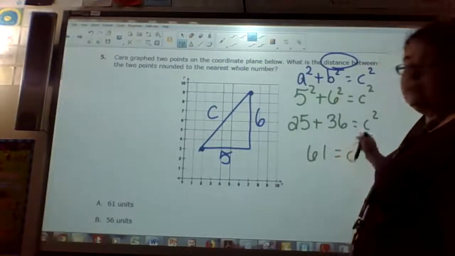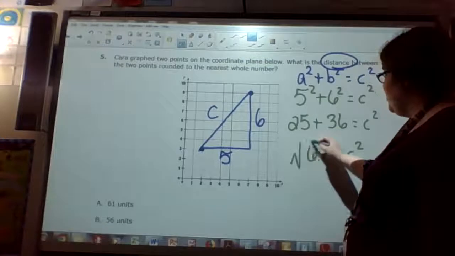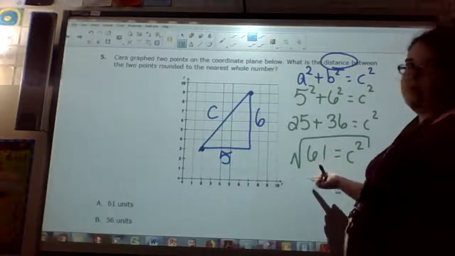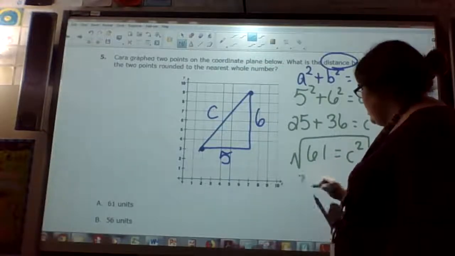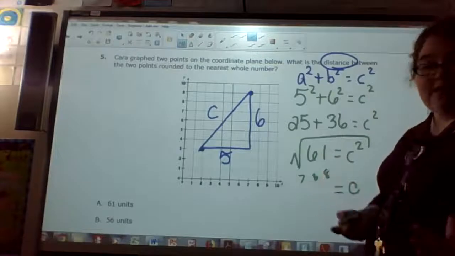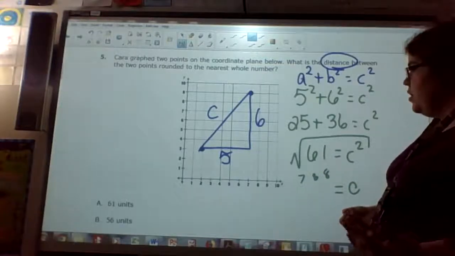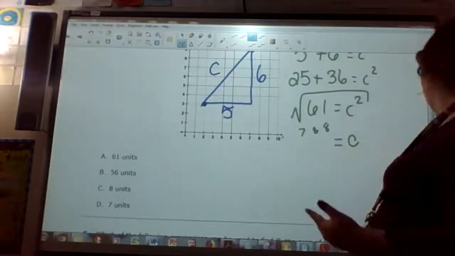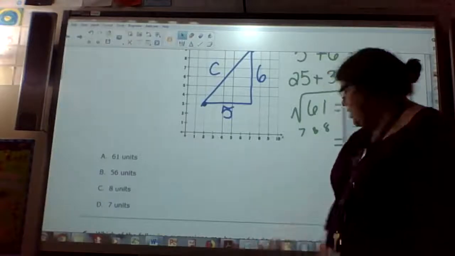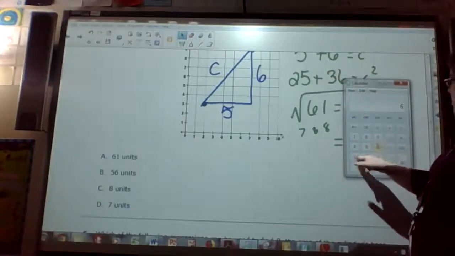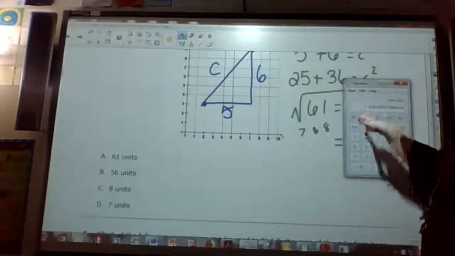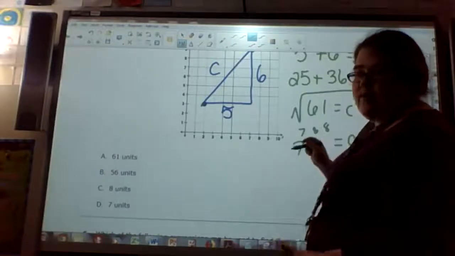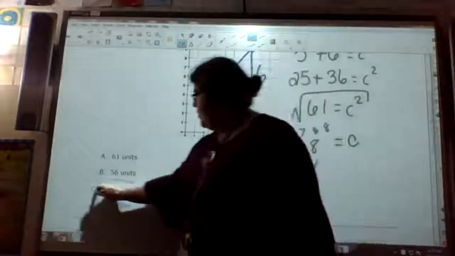But you need C squared. This is C squared. You want C, so you have to do the square root. So C is going to be a number between 7 and 8, because 8 squared is 64, and 7 times 7 is 49. So when I'm scrolling through, I have 7 or 8, but it wants to round. So let's look at our final and round to the nearest whole number. So the square root of 61 is 7.8. And 8 is greater than 5, so it's going to round up. So the nearest whole number is 8.